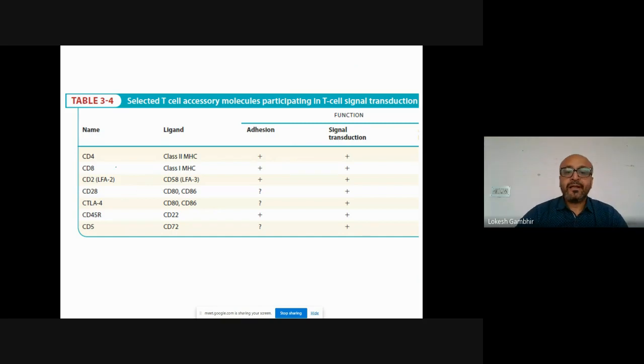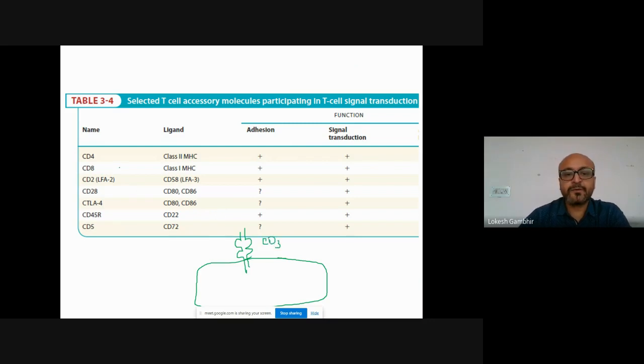Now, before going ahead, let's summarize how the signal transduction is happening. What are the accessory molecules on the T cell receptor that play specific roles in T cell signal transduction? We understood that yes, there are different molecules. We have a T cell receptor that is bound with a disulfide bond. We have CD3, a complete complex.